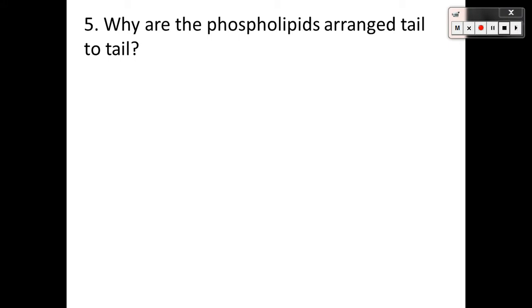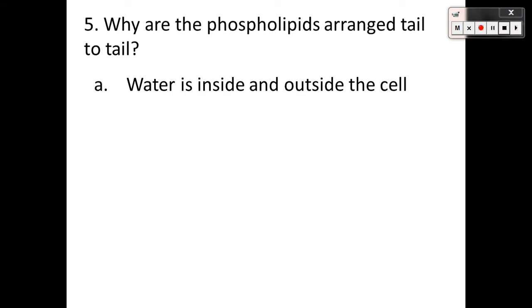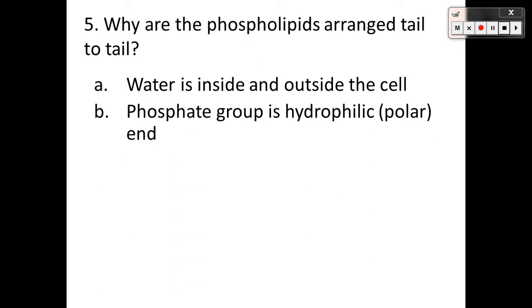So why are my phospholipids arranged tail to tail? Well, it deals with that polarity we just talked about. So water, I said, is inside of my cell and it's outside of my cell. So if I'm a phosphate group, and I'm hydrophilic and I like water, I'm going to want to be around the water. So I'm going to be wanting to be found on the inside of the cell and on the outside of the cell, because that's where the water's hanging out.